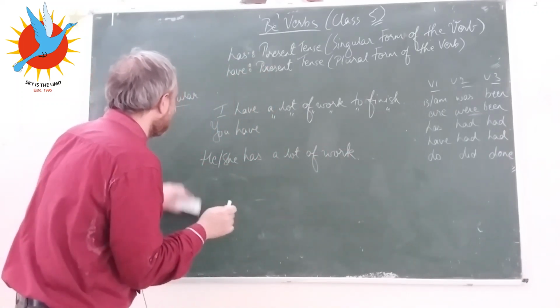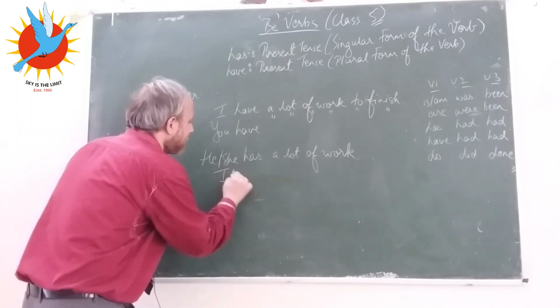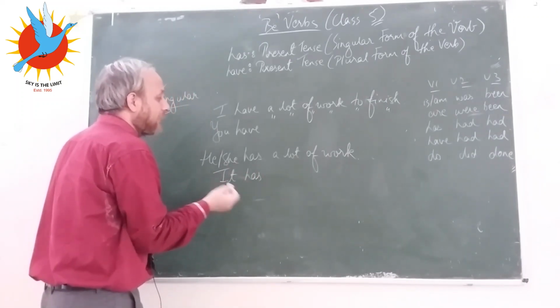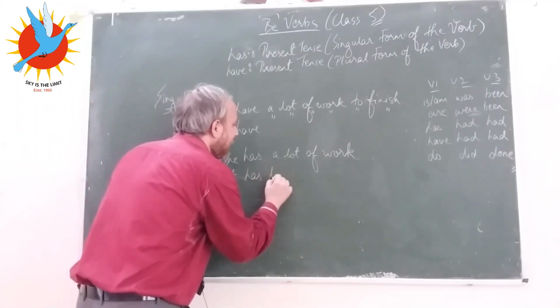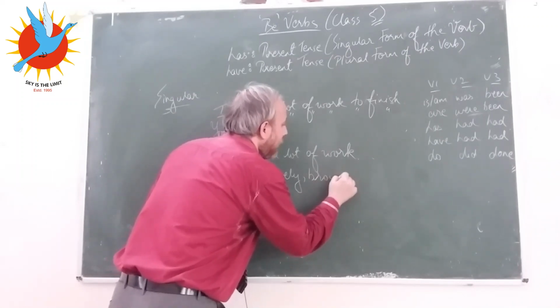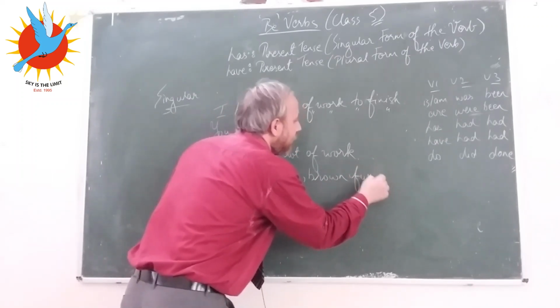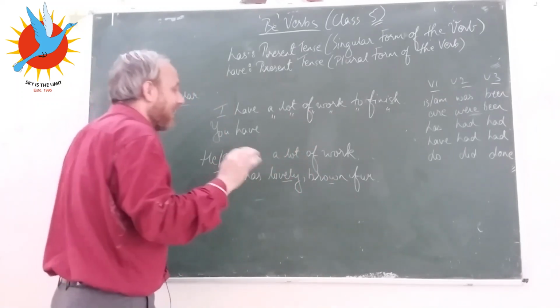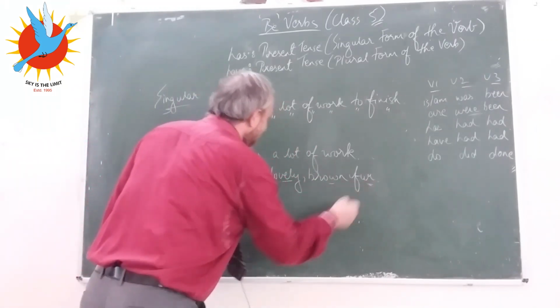Okay, so let's say it has. So let's say I'm talking about a dog, my dog Ronnie. It has lovely brown fur, full stop. Lovely and brown are adjectives. Fur is a noun.